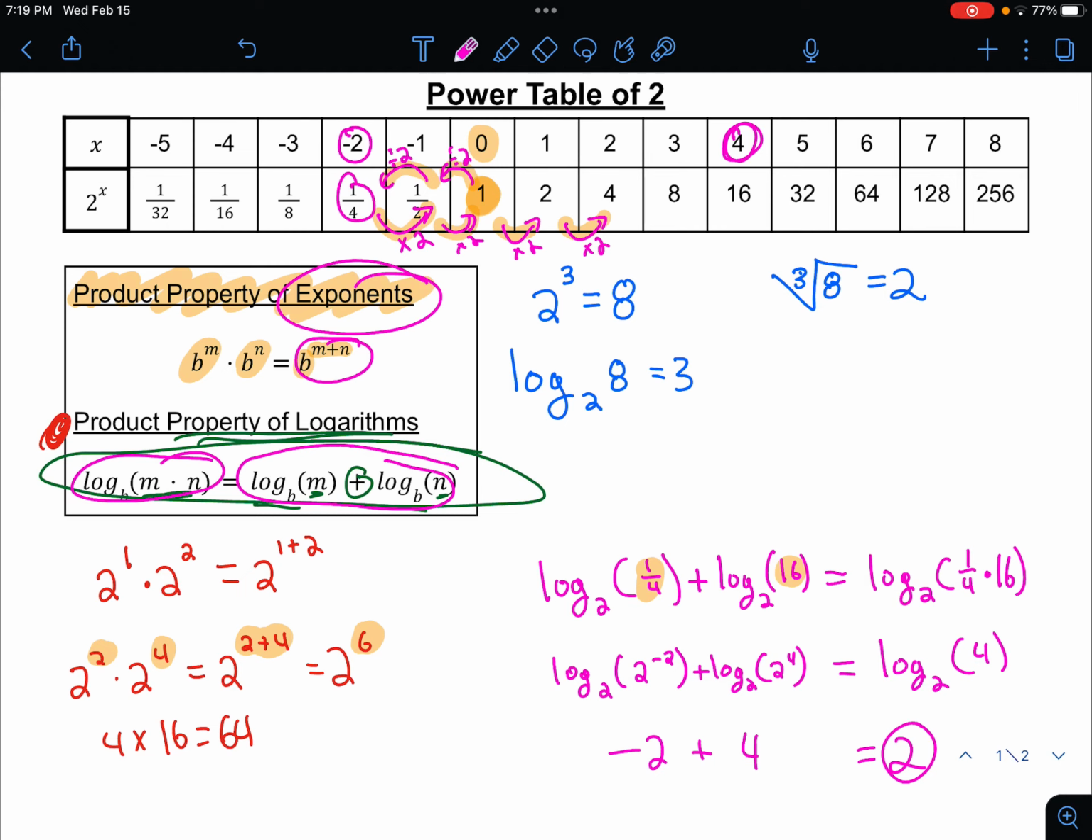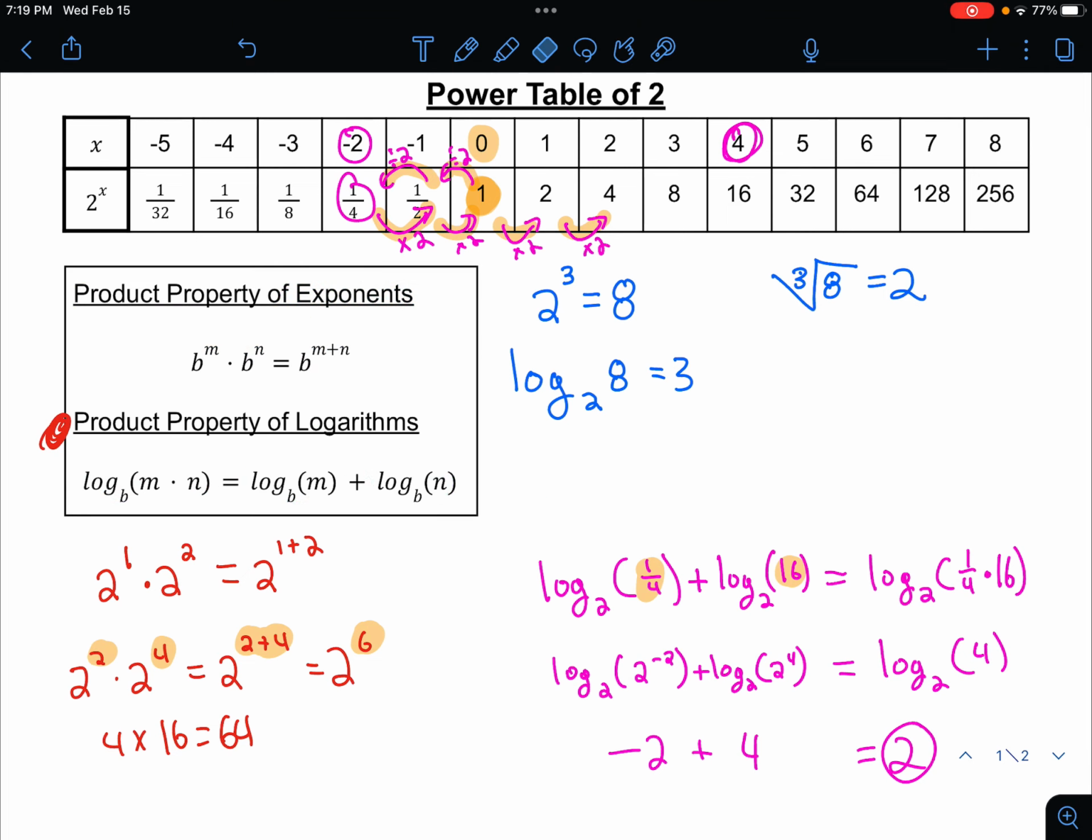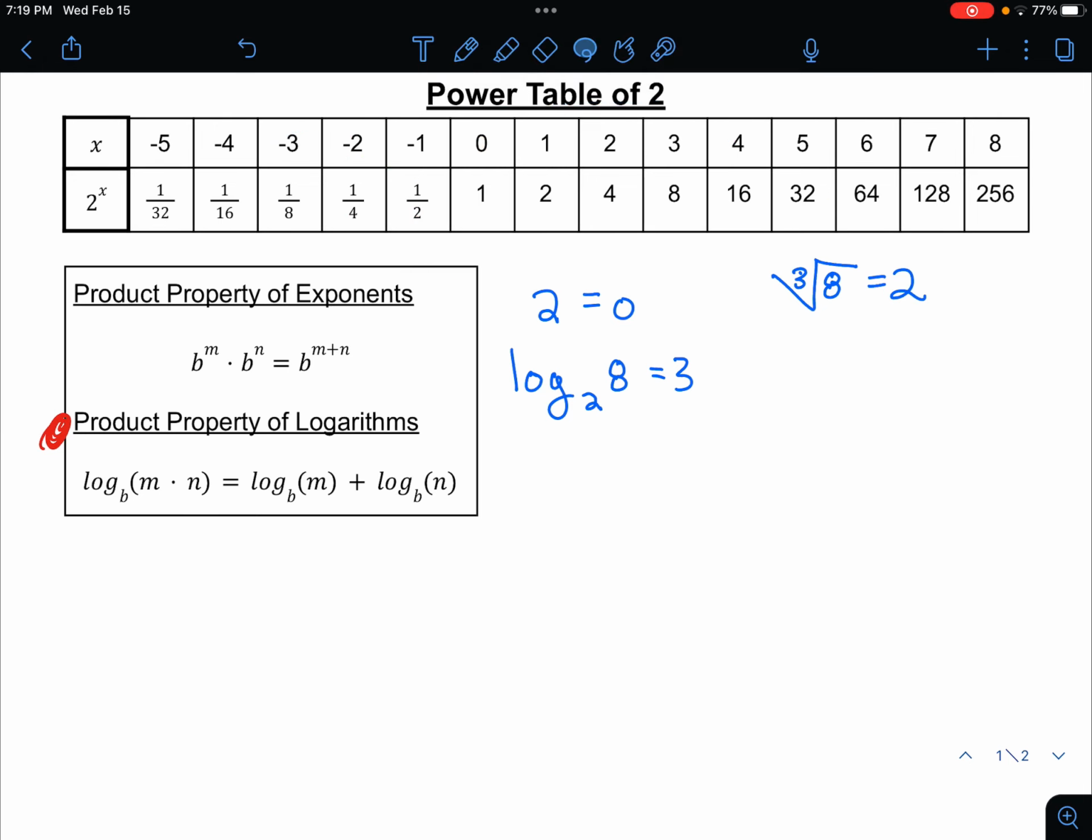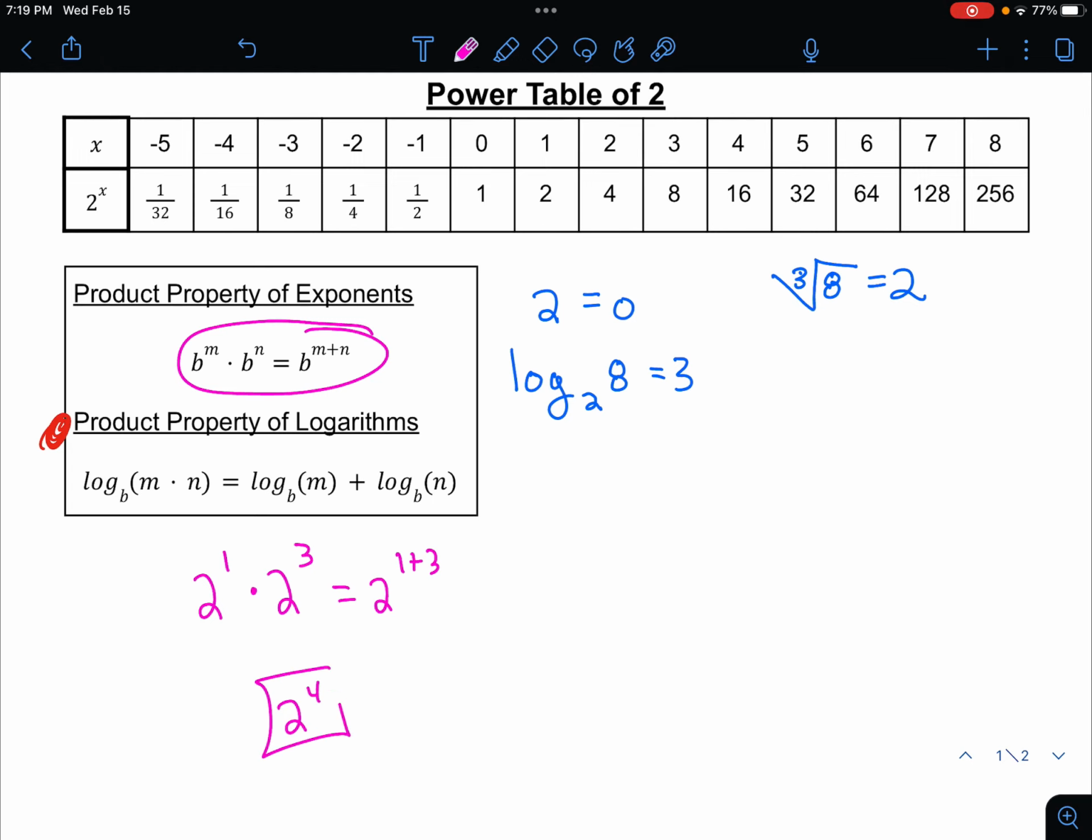So that's the main idea behind the product property of logarithms. It is the very opposite of the product property of exponents. So we'll do one last example to compare. Let's go back to this example. Okay, so say we were to say 2 to the first times 2 cubed, right? And from our product property of exponents, we're able to say this is equal to 2 to the 1 plus 3, which is, of course, equal to 2 to the 4th. And so our product property of logarithms just does that in reverse.